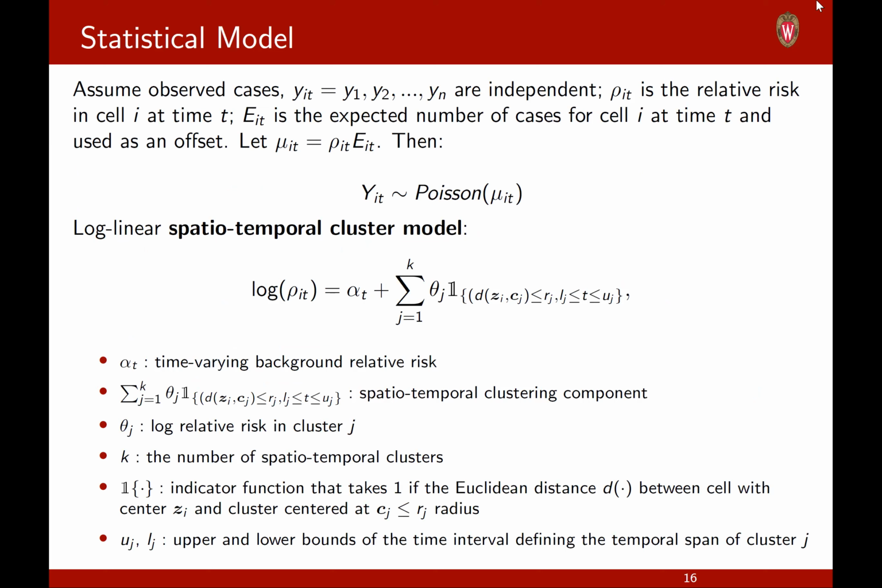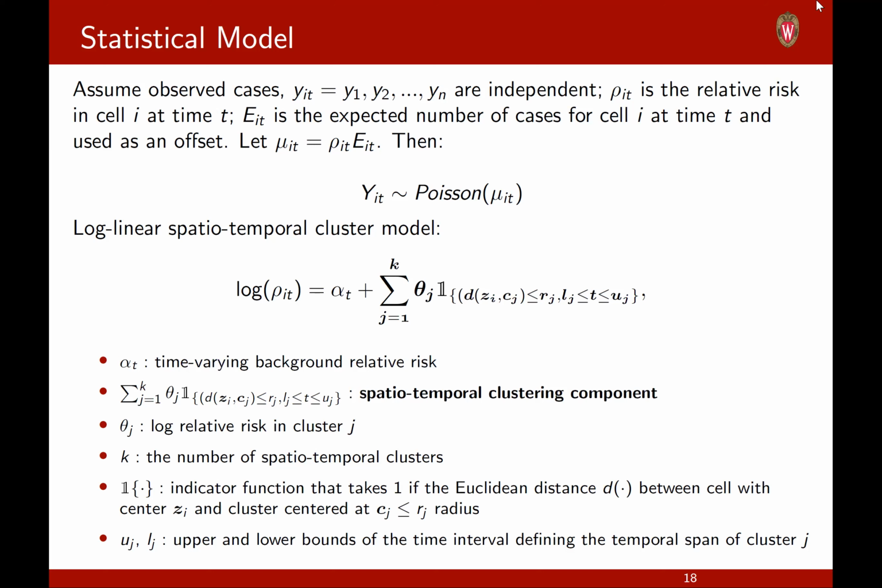So we assume that our observed case counts follow a Poisson distribution with rate parameter mu_it as a function of the relative risk, rho_it, and E_it are the expected counts. And we have this log linear spatiotemporal cluster model. We model the log relative risk as a function of the time varying background relative risk. So we have 5 time periods, so we're going to have 5 different background relative risks, all around 1, but with slight variability.